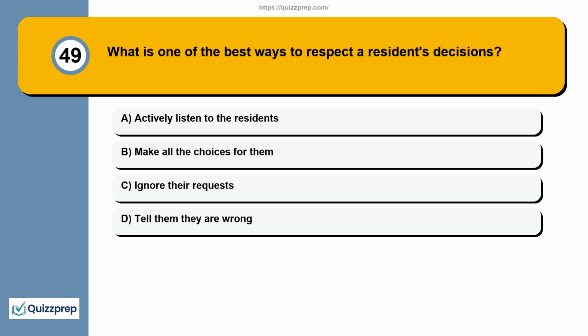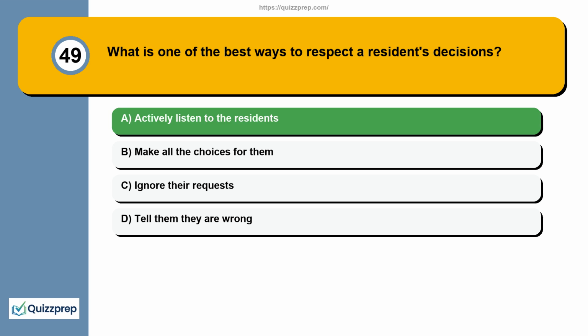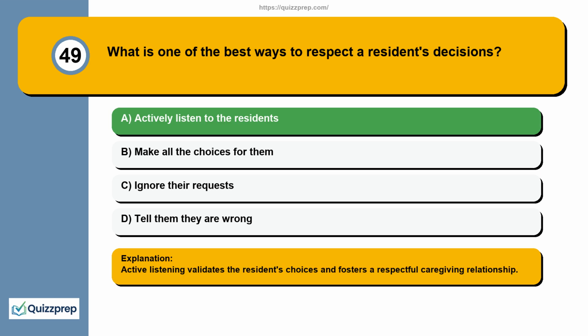Question 49. What is one of the best ways to respect a resident's decisions? Actively listen to the residents. Make all the choices for them. Ignore their requests. Tell them they are wrong. Active listening validates the resident's choices and fosters a respectful caregiving relationship.